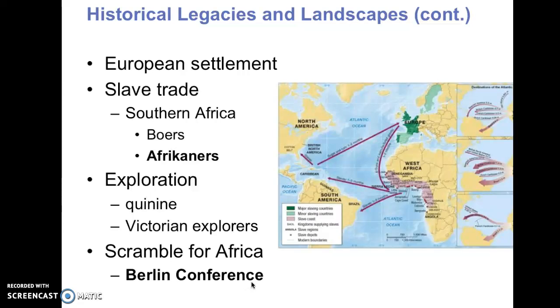They just drew a line. This is where we want it. People on this side belong to me. The people on that side belong to you. And that's pretty much the way it went.